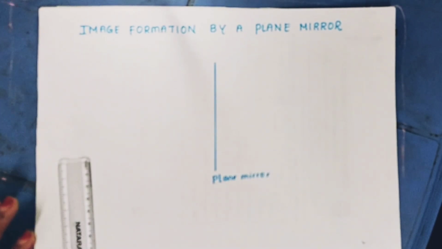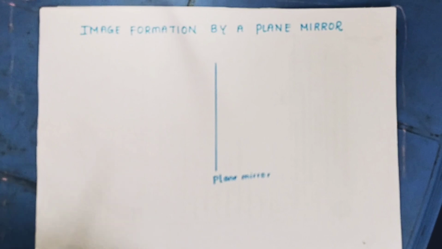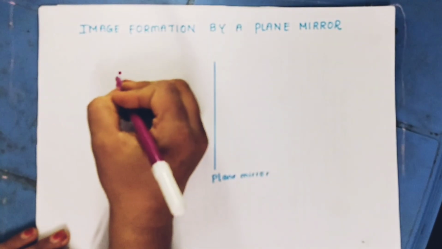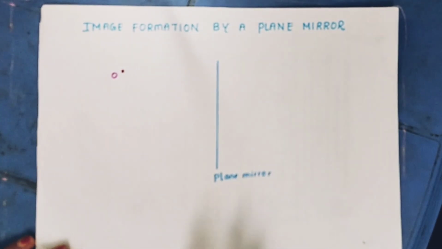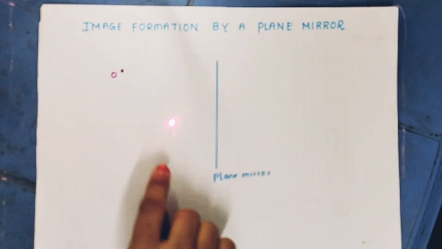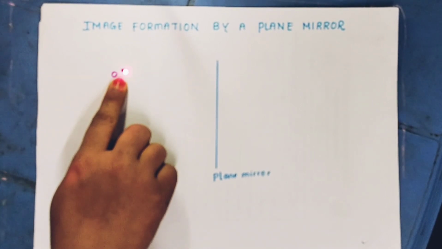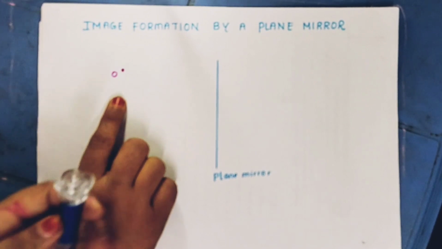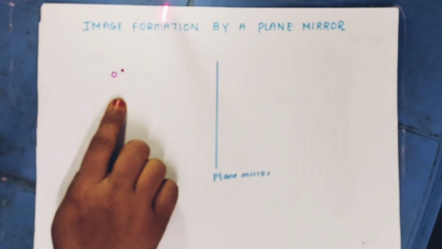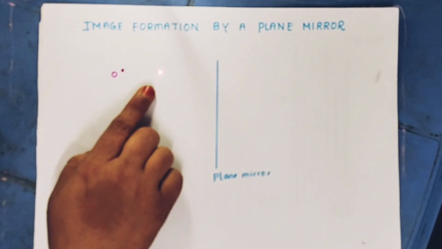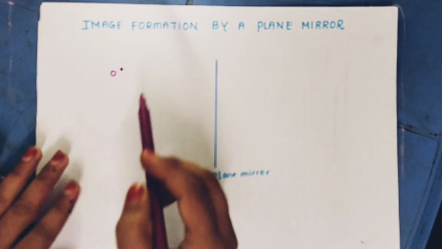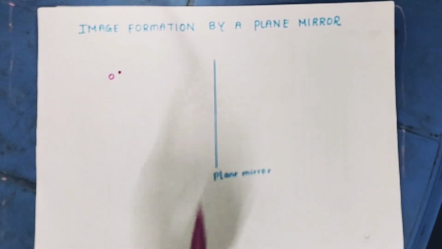Plane mirror is ready. Let me take some sort of point object here, O. You may have a doubt now: what is meant by a point object? Are you able to see a point here? This is said to be the point object. This light point, which appears like this, is said to be a point object. So this is our point object.